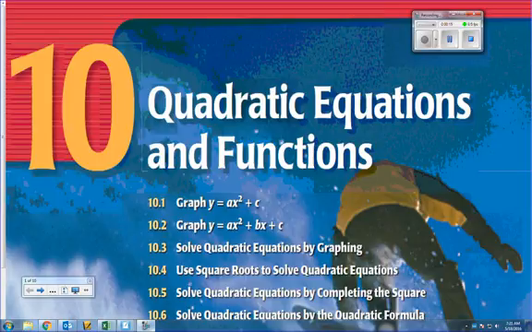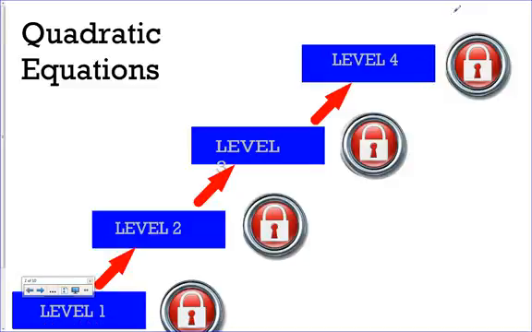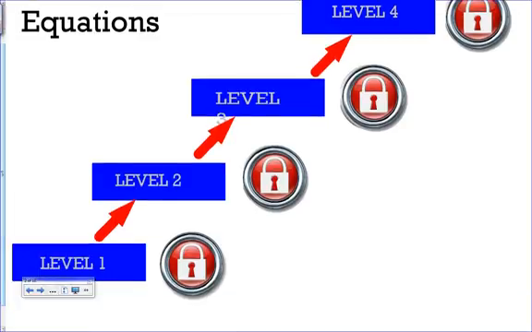So, we've been talking about quadratic equations and functions for a couple chapters now. We've been talking about solving quadratic equations specifically for the last week or two. And there's 4 different levels, I guess, if you want to call them levels, or ways to solve quadratic equations. And they increase in difficulty, but they have to increase in difficulty as the equations or functions get more complex.